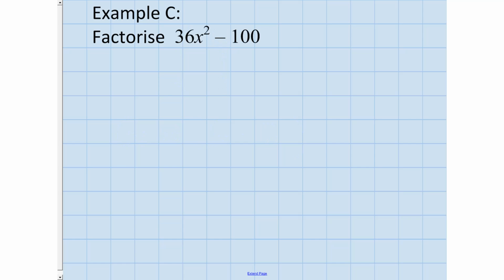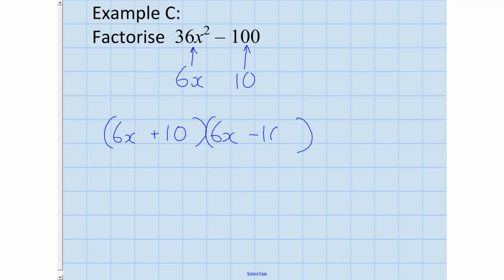And lastly, 36x squared minus 100. Look at the first term. Well, we've got 36, which is 6 squared, and x squared, which is x squared, and 100, which is 10 squared. So we have two brackets, both with 6x in. One will have a plus 10, and one will have a minus 10.